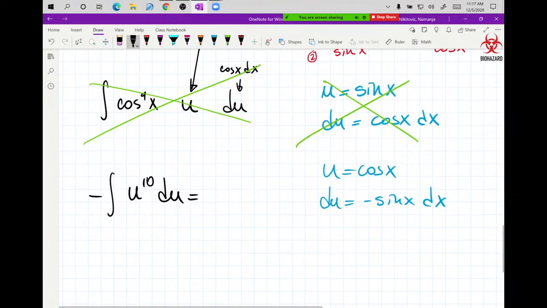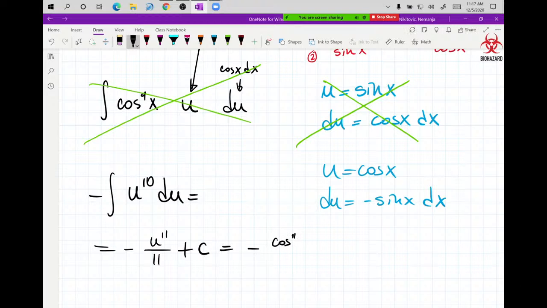So, negative u to the 11 over 11 plus c, and then no one cares about u, care about the x, which means you bring back your cosine to the 11 x over 11 plus c. So that's the way to solve the problem.